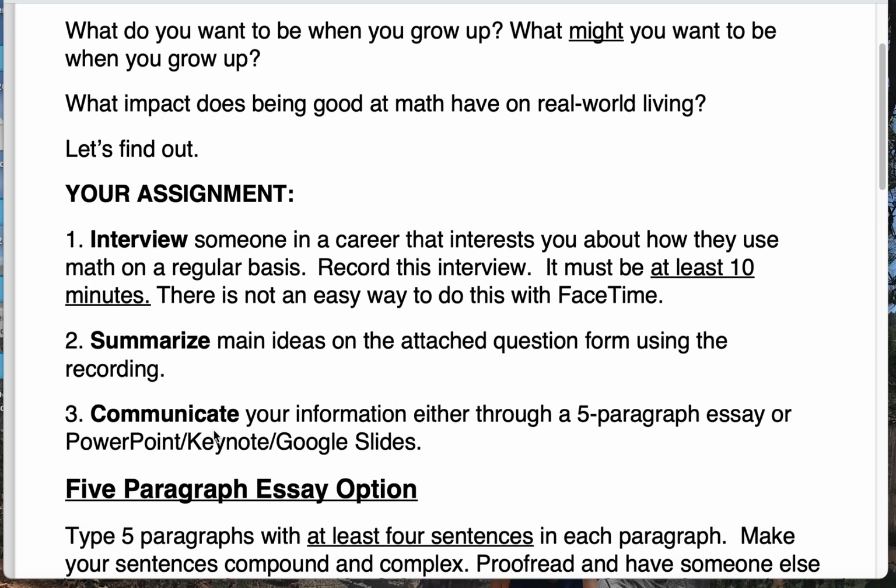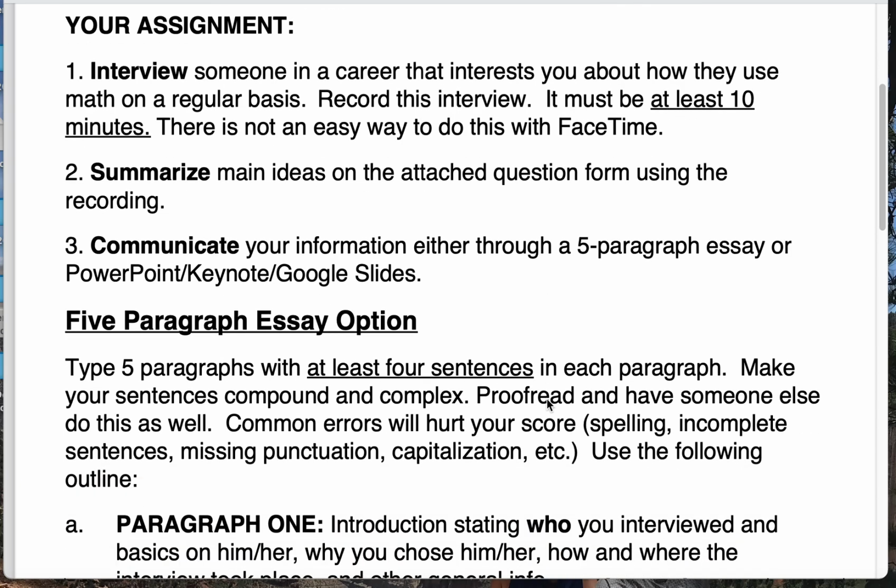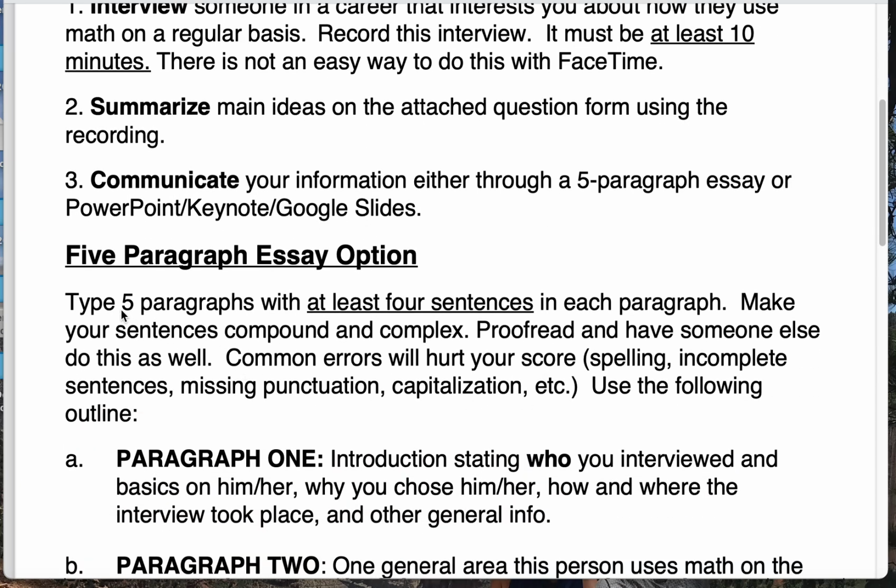Now for step 3, you're going to communicate your findings, the info, either in a 5-paragraph essay or a PowerPoint, Keynote, Google Slideshow. Okay, let's talk about the 5-paragraph essay. You are going to type 5 paragraphs with at least 4 sentences in each paragraph. Make your sentences compound and complex. These shouldn't all be 6 or 7 word sentences. It can be longer than 4 sentences in each. I want exactly 5 paragraphs though.